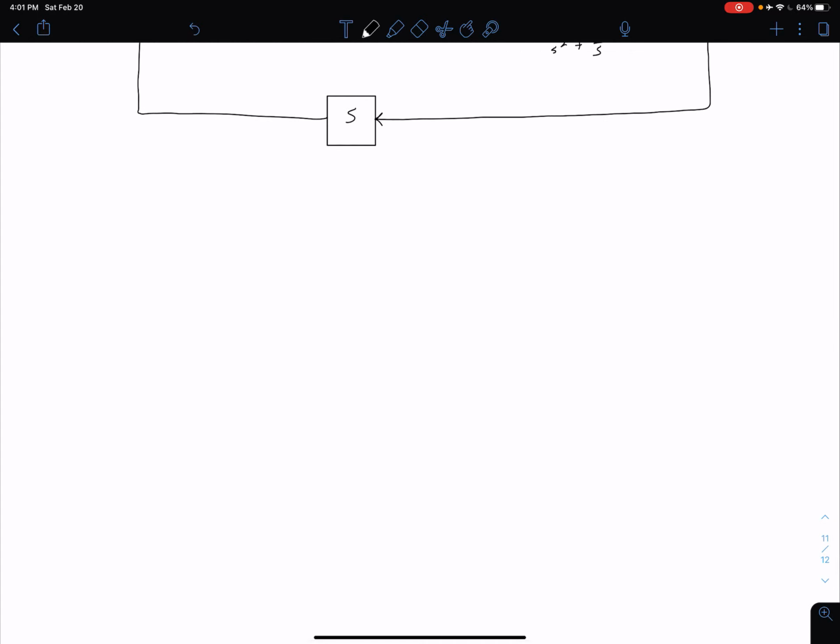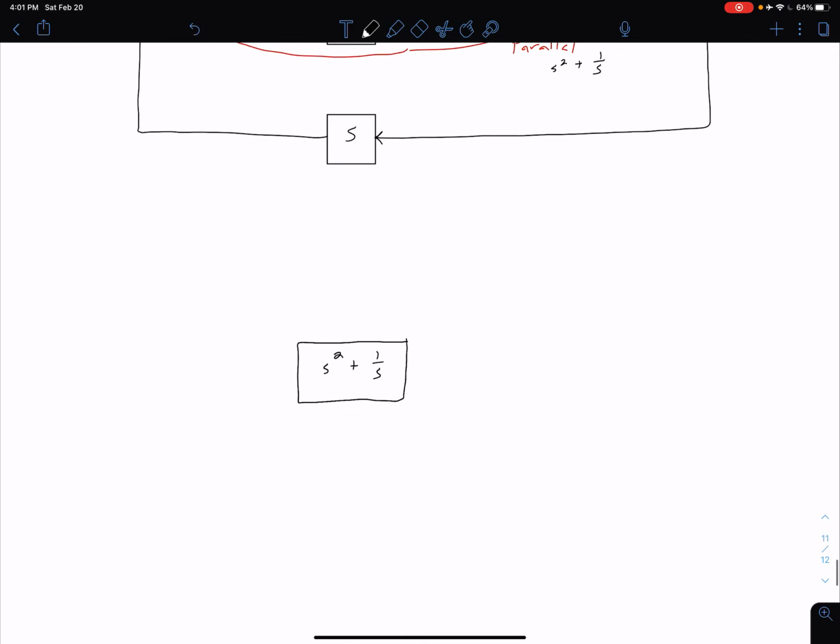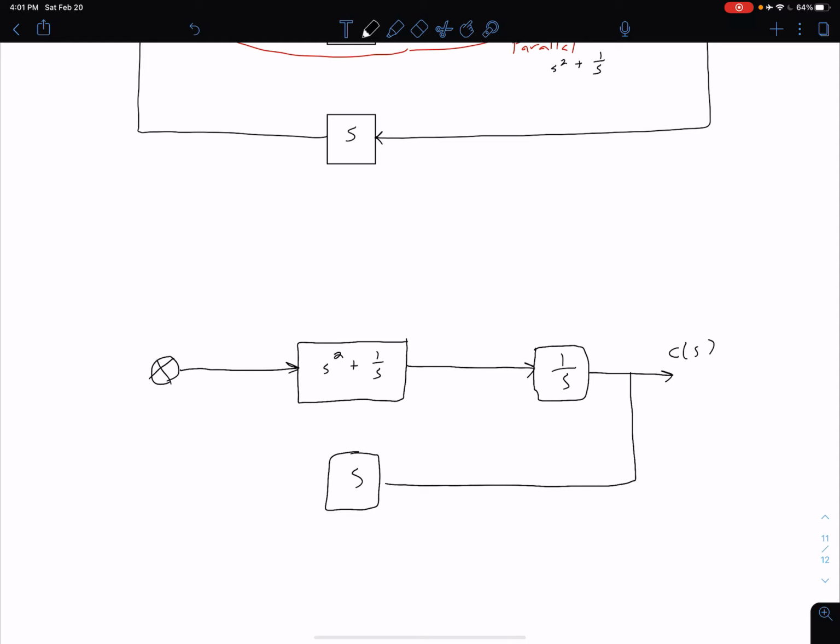So what we can do is we can say we've reduced that internal piece with those three blocks to just an S squared plus 1 over S. So all of that in the red circle has been reduced to this. So now it's just a matter of filling in our system as it was outside of that. So we're still going to have a summing junction to the left. We're still going to have this 1 over S block over here. And our output here, C of S, which is being fed back through this other S block here. So that's coming back here.